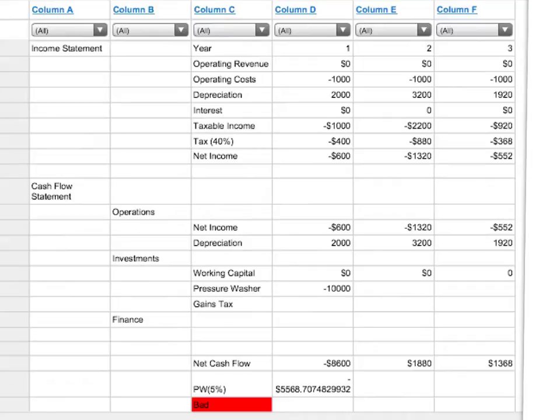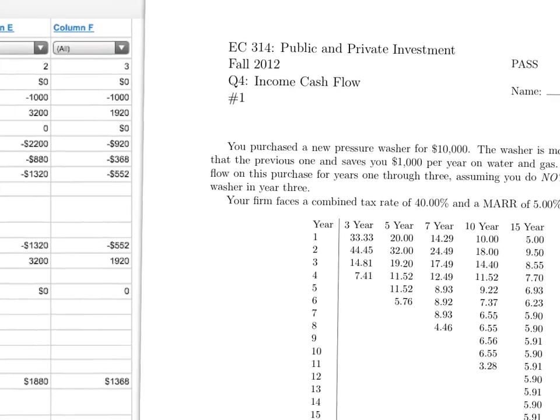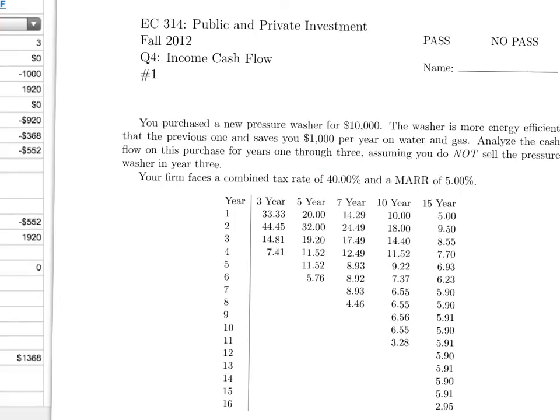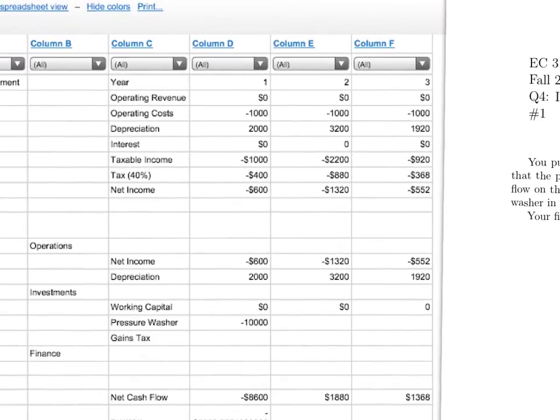Now that audible about them being a 5-year asset comes into play right here when we're calculating depreciation. Recall that we said we had a $10,000 washer. We said it was a 5-year asset right here. And so the first year's depreciation should be just 20% times this 10,000. The next year should be 32% times this 10,000. And the next year should be 19.2% times this $10,000. So if you go over to the depreciation schedule over here, sure enough, what we have is 20% of $10,000, $2,000, 32% of $10,000, and 19.2% right there.